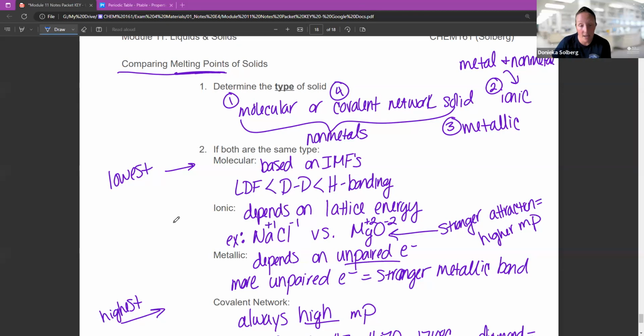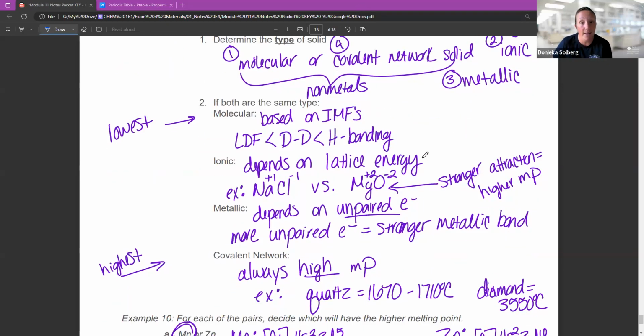Now, if they're all ionic, this is one we've actually talked about before, it depends on the lattice energy. Because when you're trying to melt an ionic compound, you're actually trying to break up that lattice. So things with stronger charges are going to be harder to melt. So we would assume that magnesium oxide has a higher melting point than sodium chloride because it has stronger charges. If they're both metallic that you're comparing, it depends on the number of unpaired electrons. More electrons can move around, those delocalized electrons, the valence electrons, or unpaired electrons. It's a stronger metallic bond.